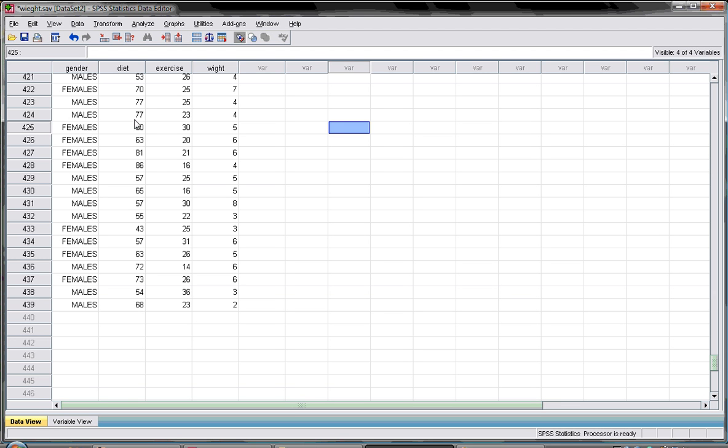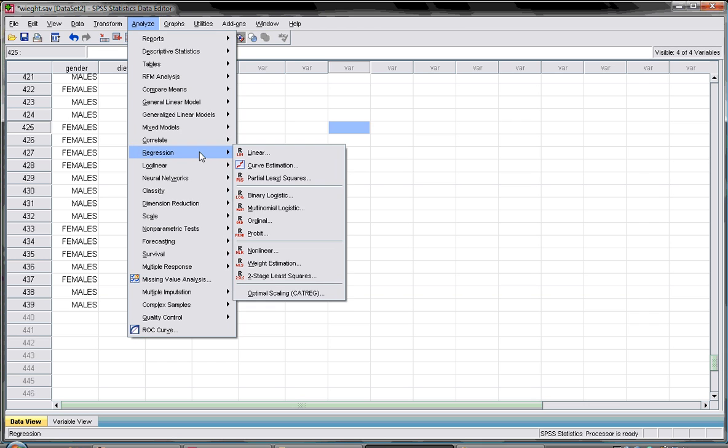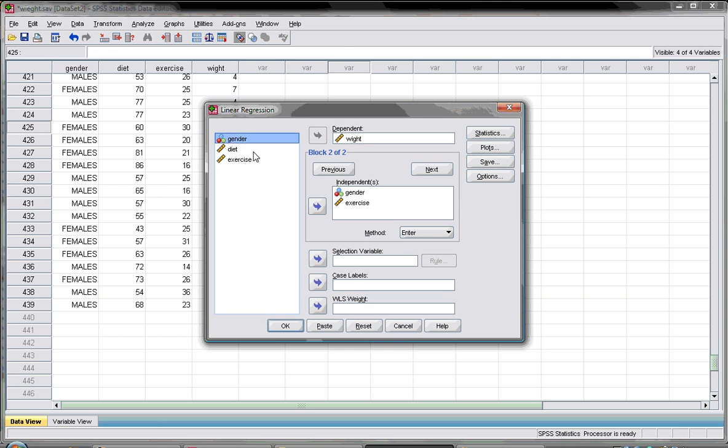The other thing is, if you have just one independent variable, that is simple linear regression, while if you have more than one, that is multiple regression. So you go to analyze, go to regression, and take linear. Now, to start from the beginning, your dependent variable is the weight change. You don't have any theory here, so you don't know whether they are going to predict your outcome or not. So you are going to check diet and exercise as your independent variables.